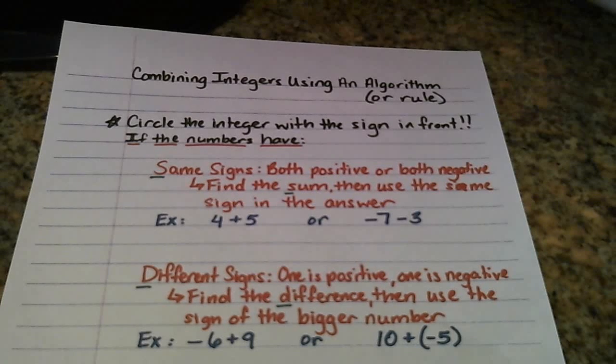In this video, we're going to be discussing combining integers using an algorithm or using a rule. The very first thing to remember whenever you're combining integers is to make sure to box the number out with the sign in front.